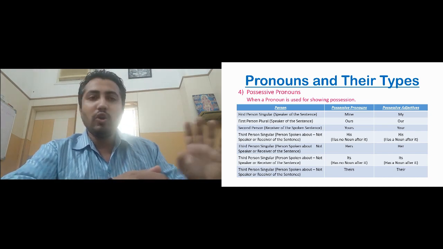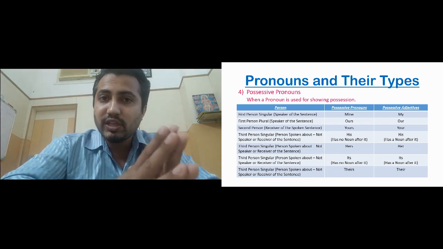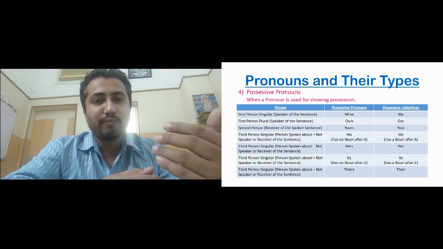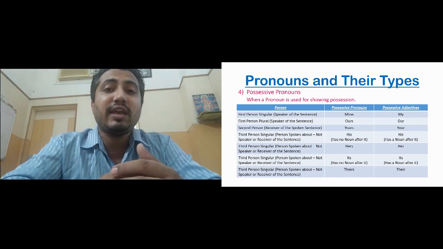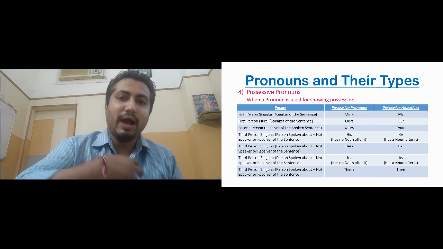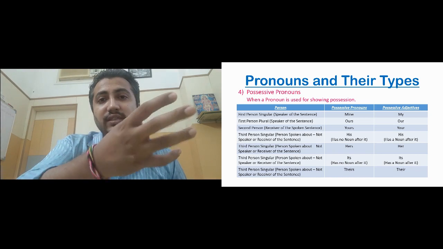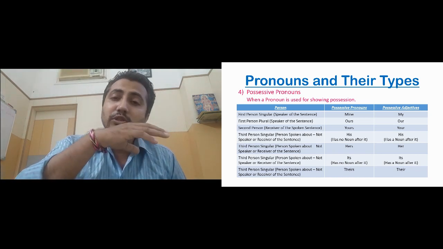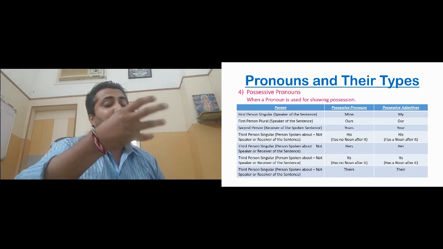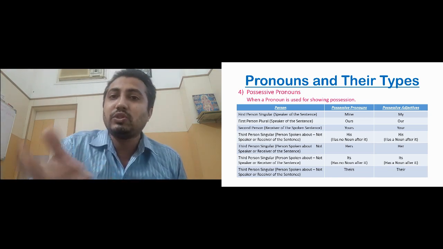It will help us to understand the possessive adjective and possessive pronouns in a better way. Now if you look at the chart, the first person is first person singular. The possessive pronoun for first person singular is mine, and the possessive adjective for first person singular is my. Then the possessive pronoun for first person plural is ours, and the possessive adjective for first person plural is our. Possessive pronoun for second person is yours, and possessive adjective for second person is your.